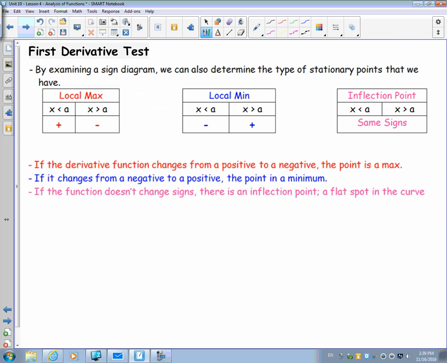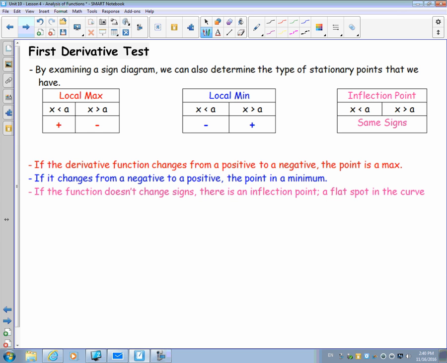So just the theory part. We call this our first derivative test. So if you make yourself a sign diagram, like we just did a second ago, you might have more intervals than we had. We only had 2 there. You might have lots of intervals. The signs that you get will tell you the kind of stationary or turning point that you've developed.